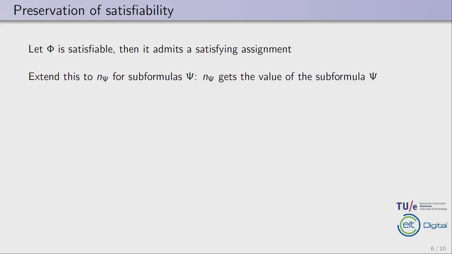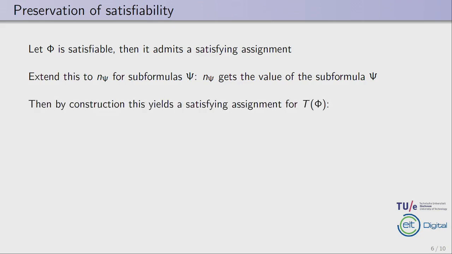Now we consider preservation of satisfiability of the Tseitin transformation. We will show that if phi is satisfiable, then the Tseitin transformation is satisfiable, and also the other way around. But first, assume phi is satisfiable. That means it admits a satisfying assignment. And now the idea is we extend this to the fresh variables. If we have a subformula psi, then we give n psi the value of this subformula. And then this yields a satisfying assignment for the Tseitin transformation.